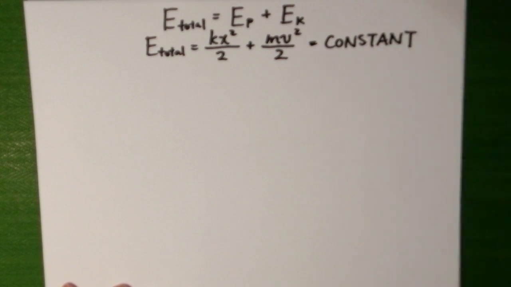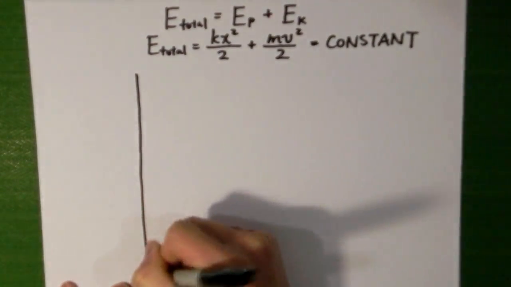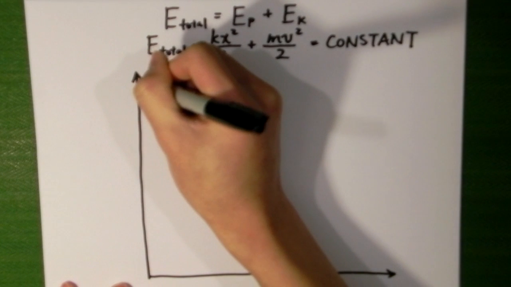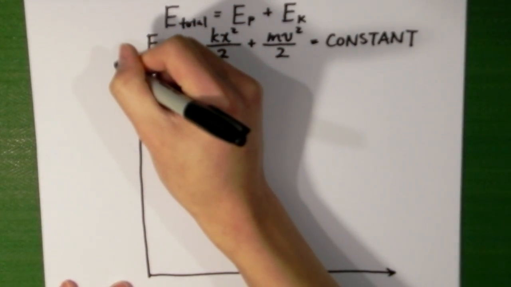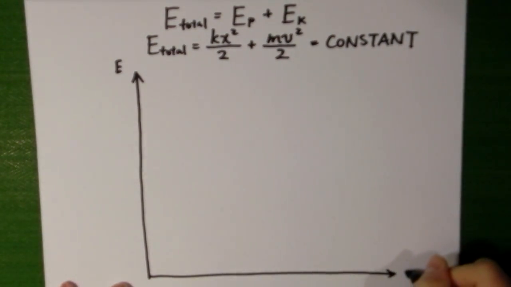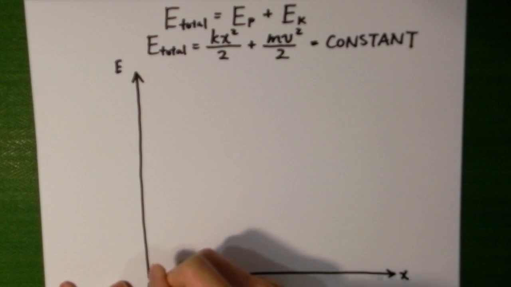So as the particle moves on the spring or whatnot, total energy is going to stay the same. Nothing's going to change in that respect. So what does this look like when we graph it as it moves from the amplitude at the negative end to the positive end, depending on however you define it?